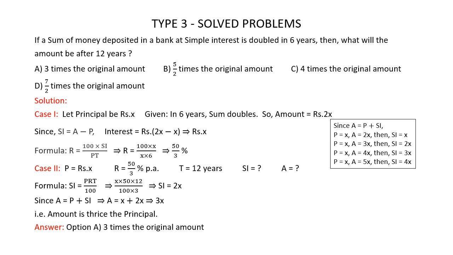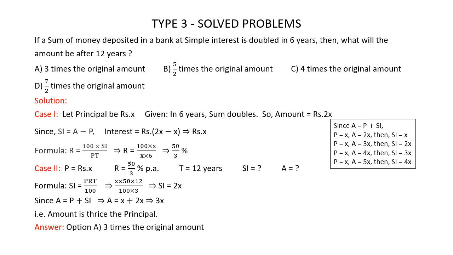Now here rate of interest is not given. So first let's find out the rate of interest using the formula R is equal to 100 multiplied by SI divided by PT. Now substituting these values in the formula here, we get R is equal to 100 multiplied by X divided by X multiplied by 6. On solving this, we get R is equal to 50 by 3%.